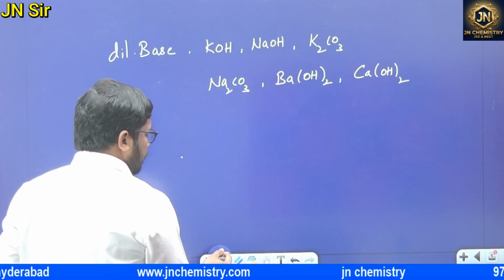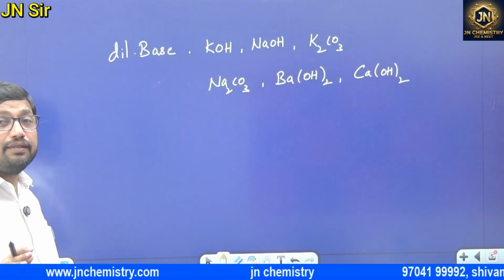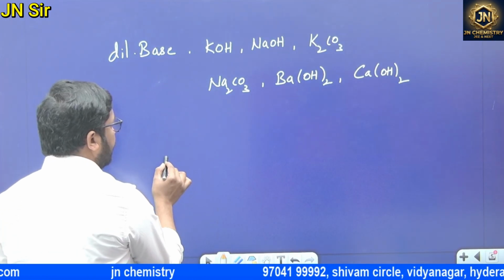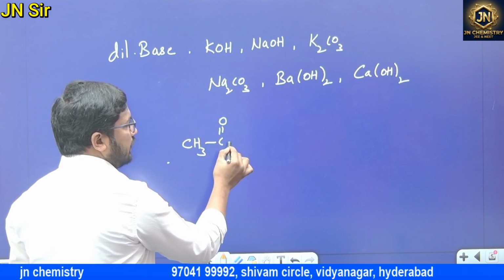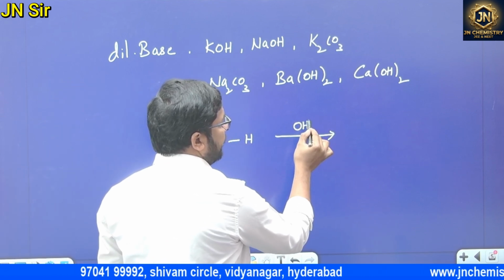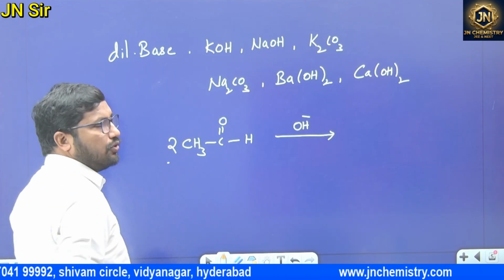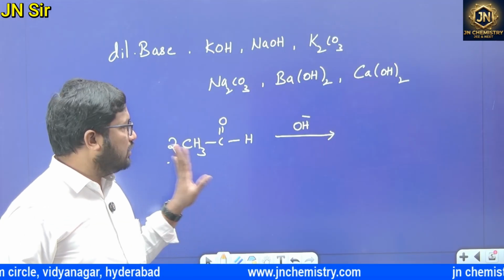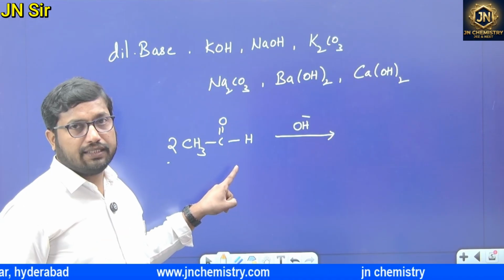First I'll explain the mechanism, and I'll explain the shortcut tricks for how to solve this question. First I'm writing the aldehyde, CH3-CHO, in the presence of a base, any dilute base. Generally we should take 2 moles. Sometimes they don't give the 2 moles, but we have to take 2 moles. So first I'll write the product, then we'll see the mechanism.